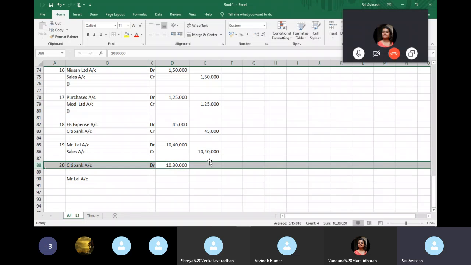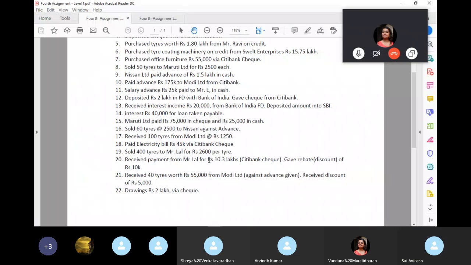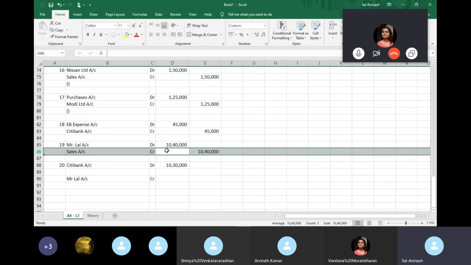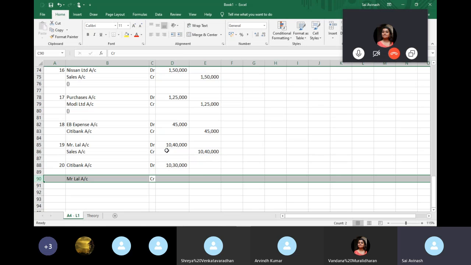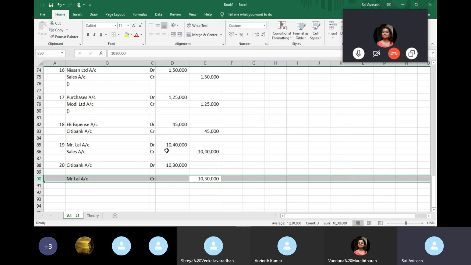So my bank balance will increase by 10.3 lakhs. Here, I'm giving him a discount of 10,000, which means I'm telling Mr. Lal, okay, Mr. Lal, you have to pay me 10.4 lakhs, right? Because I made you a sale of 10.4 lakhs, but it's okay if you pay me 10.3 lakhs. So if I say credit with 10 lakh 30,000, what will that mean?